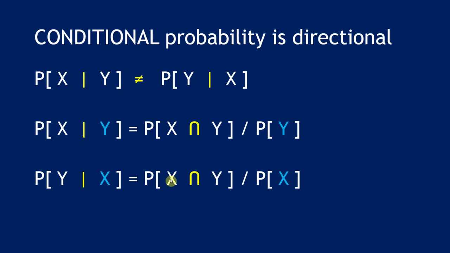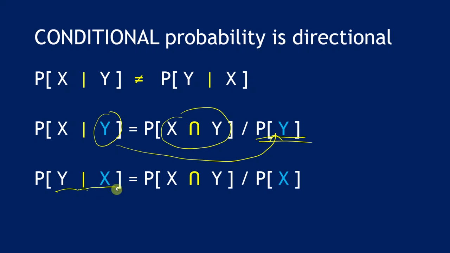So again, to summarize, conditional probability is directional. X given Y is different from Y given X. The condition is the number that you use as the denominator. So X given Y will be the intersection, which is over here, divided by the probability of Y. However, when you have to calculate Y given X, you will need to use X as the sample space, and the probability of that will be the denominator.